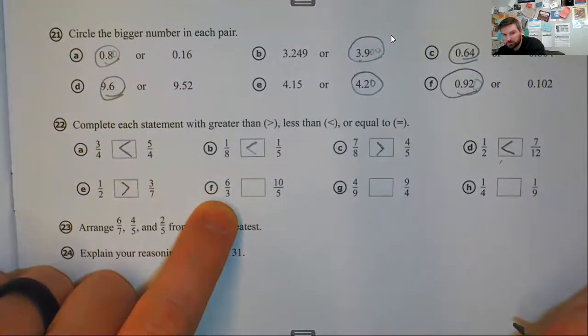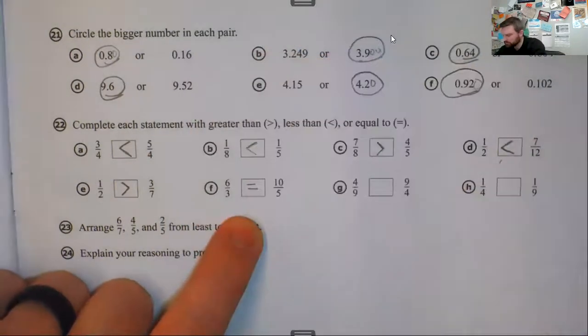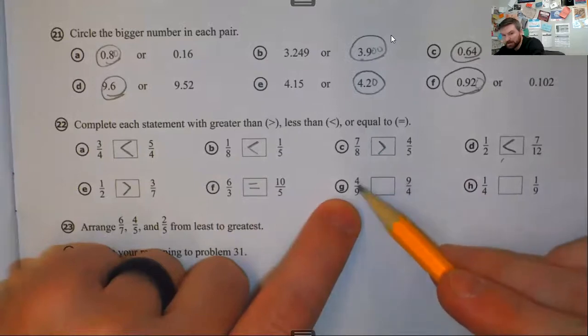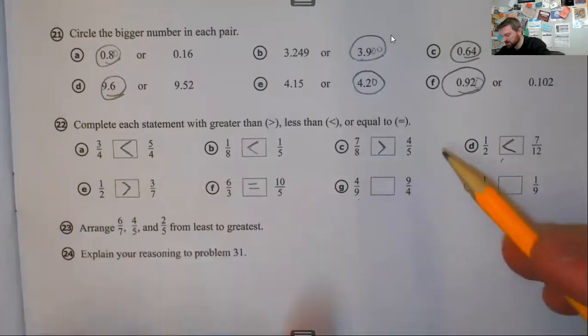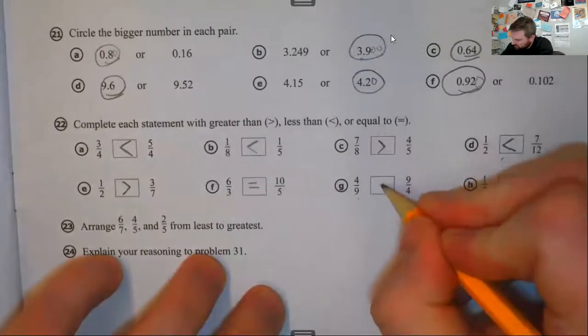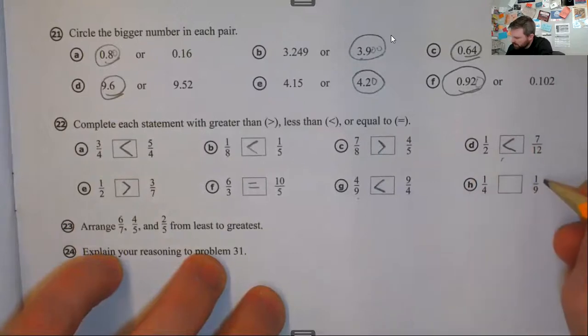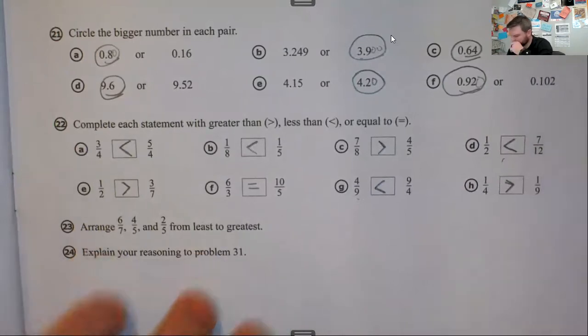6/3 is 2, and 10/5 is 2, so these are equal. Okay, here they just flipped them over. 4/9 is smaller than 1. 9/4 is bigger than 1. It's actually bigger than 2, so 9/4 is bigger. A 4th or a 9th? A 9th is a smaller slice, so a 4th is bigger.